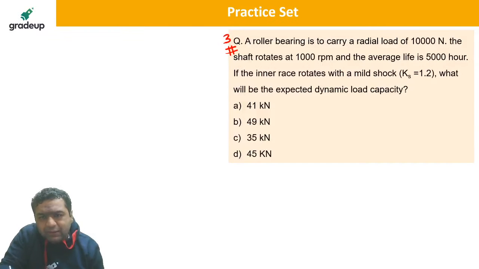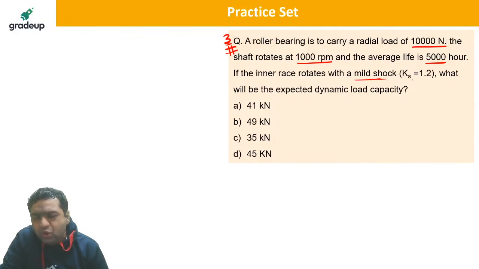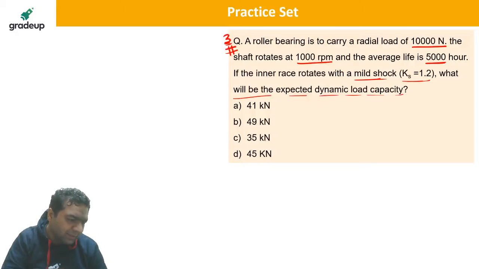Third question, guys. A roller bearing is to carry a radial load of 10,000 Newton and the shaft rotates at 1000 RPM. Average life is given. Inner race rotates with a mild shock. Ks is 1.2. What will be the expected dynamic load carrying capacity?